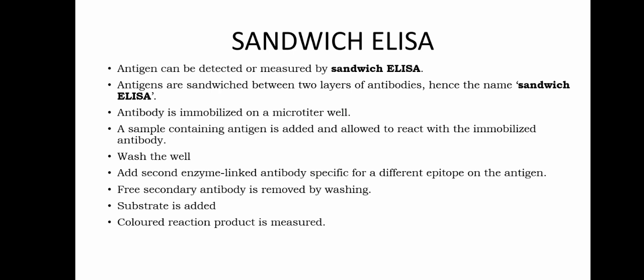Antibody is immobilized on a microtiter well. A sample containing antigen is added and allowed to react with the immobilized antibody and washed to remove the free antigens. Then add second enzyme linked antibody which is specific for a different epitope on the antigen. And the free secondary antibodies are removed by washing. Then the substrate is added and the color reaction product is measured, and the analysis is done.